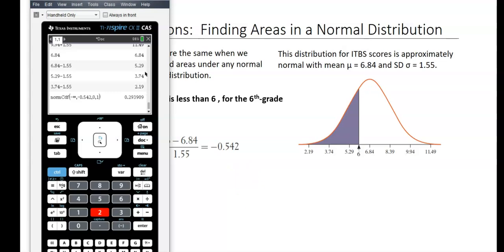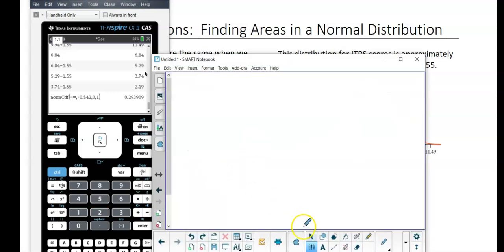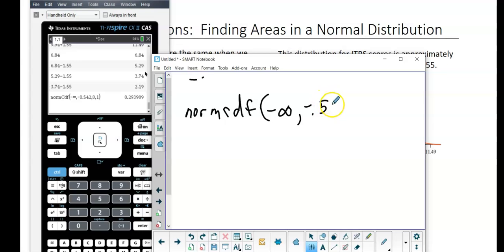By the way, I'm emphasizing this because I want you to get in the habit of doing this. On the actual test, if this was your problem and you were doing the work here, what I want you to do is write out the command as your work. It's okay to say, I did this in my calculator. So norm CDF, and it's fine to put these numbers: negative infinity, negative 0.542, comma 0, comma 1. But below it or above it, you need to put what those terms mean. So that's lower.